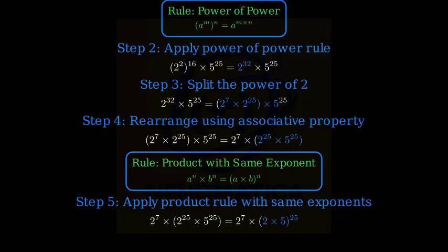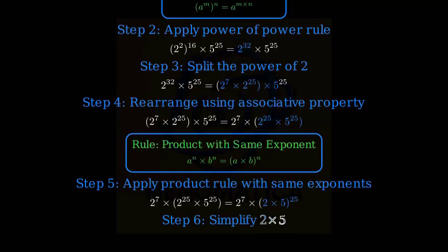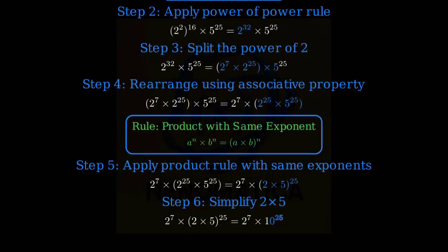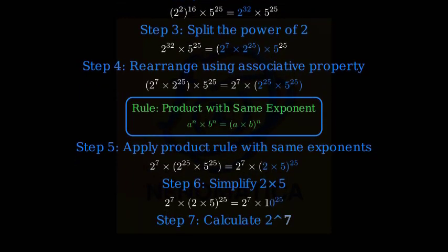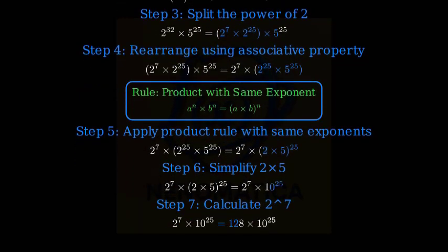Now, we simplify 2 times 5 inside the parentheses. 2 times 5 equals 10, so we have 2 to the power of 7 times 10 to the power of 25. For our final step, we need to calculate exactly how many digits our number has. First, let's calculate 2 to the power of 7, which is 128. So our expression becomes 128 times 10 to the power of 25.